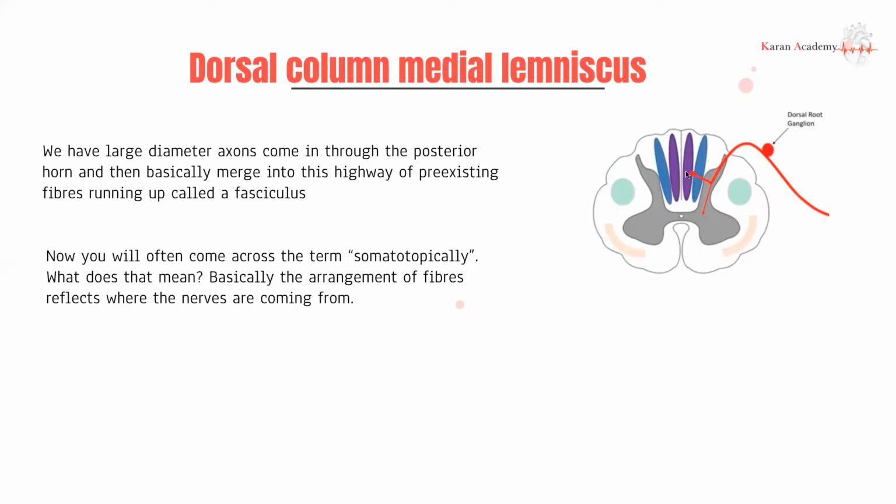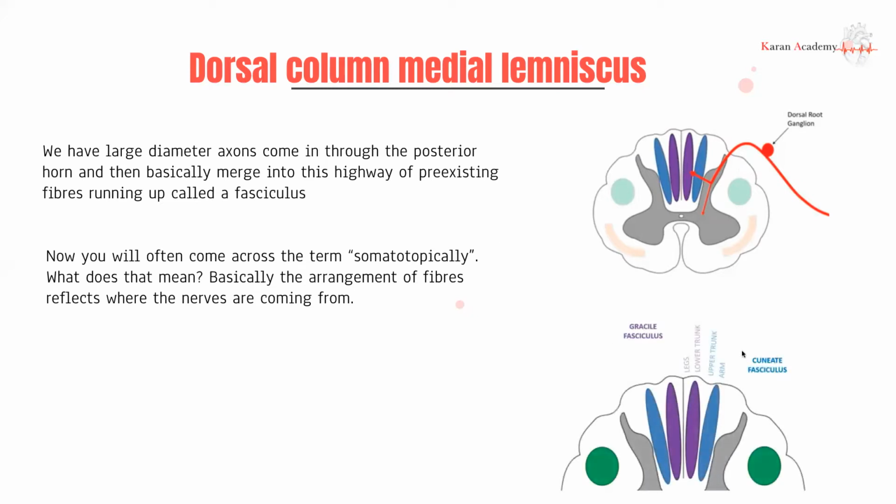So therefore, the fine touch, proprioception, and vibration fibers of the lower limbs are going to run medially, and then those from the upper limbs are going to run laterally, right? And that's exactly what it is. So we have the legs, lower trunk, upper trunk, and then arms. Does that make sense? And we've broadly classified these into two groups. We have the gracile fasciculus and the cuneate fasciculus.